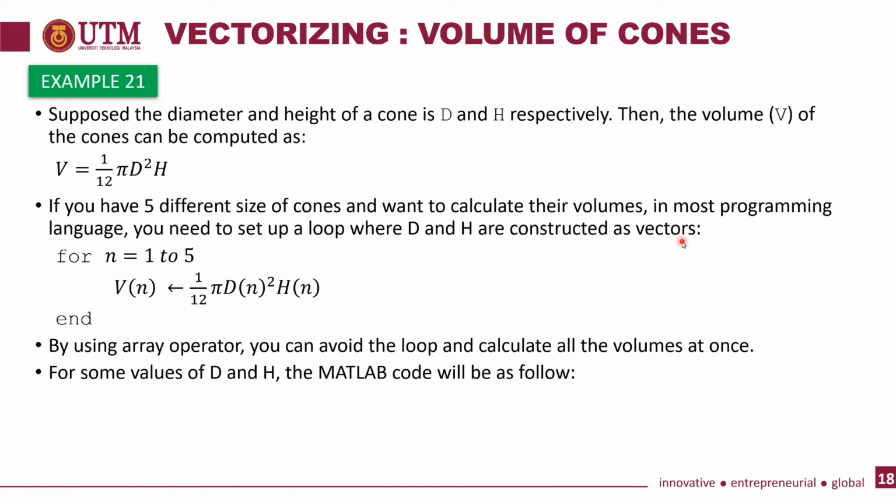So in general programming, okay, in general C programming, in order for you to calculate 5 different sizes of cones, you need to create a for loop. So those loops, actually, will consume some computation and some time, okay? You will waste quite some time to execute a loop, because you need to finish one operation and then do another operation at a different time.